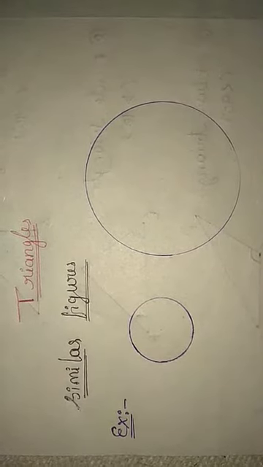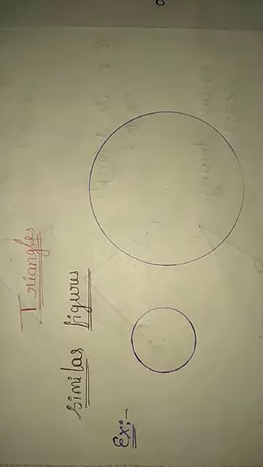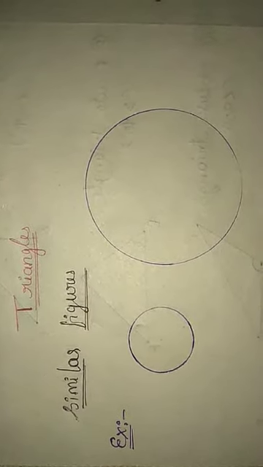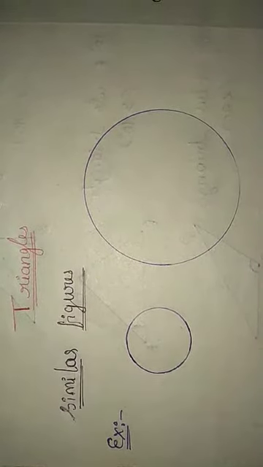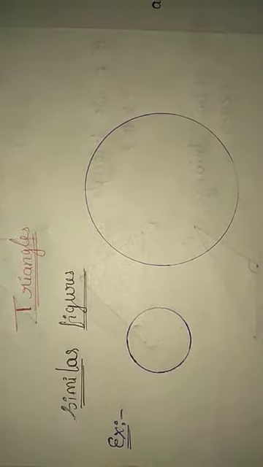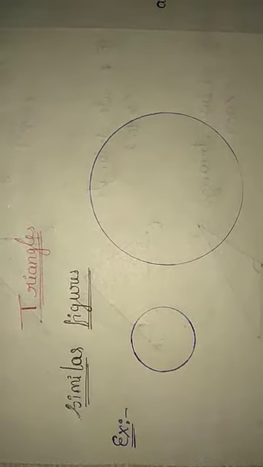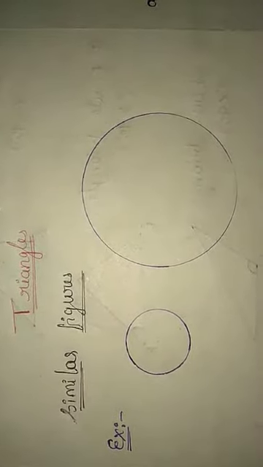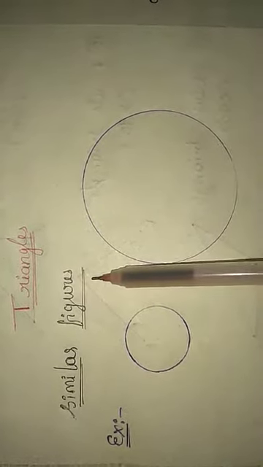Students, in this class we will continue the chapter triangles. In the previous class, we studied triangles, types of triangles, and congruent figures. In this class, we will discuss what is meant by similar figures and similar triangles, because we are studying triangles. We'll also study some theorems, based on which we can solve problems.